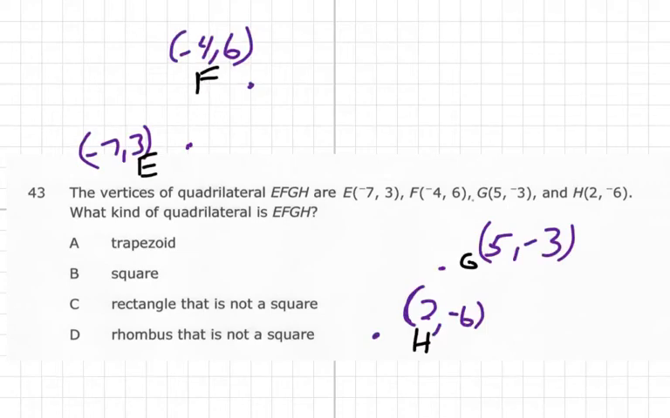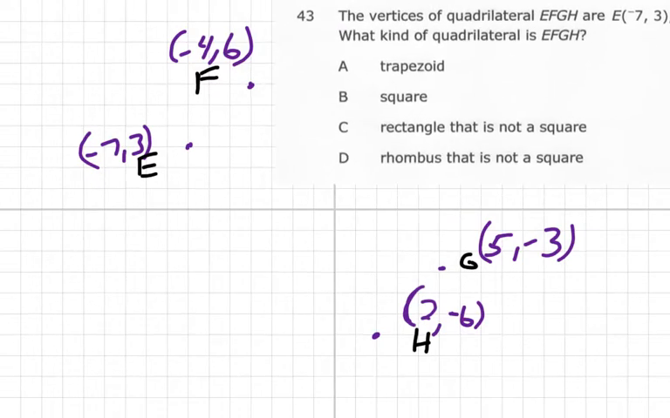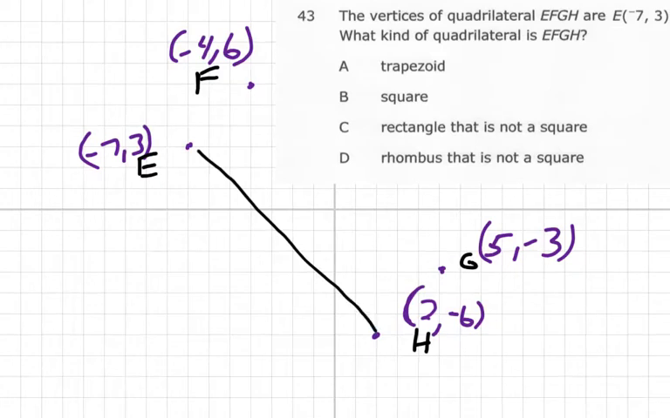Alright, number 43, the vertices of quadrilateral EFGH are given, and I went ahead and graphed those. It says, what kind of quadrilateral is EFGH? Well, looking at this, it's real easy to see from this picture that this is not a square, because if I were to connect all these points, you can just see it's not a square. So definitely not a square, so it can't be B.